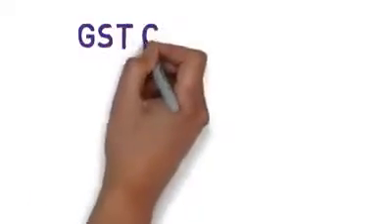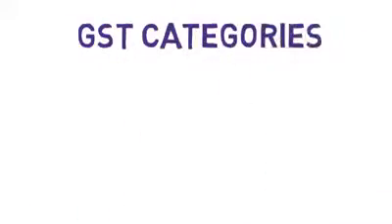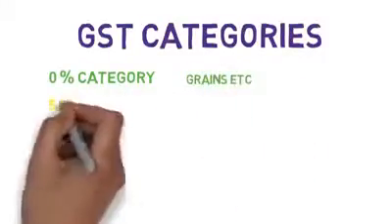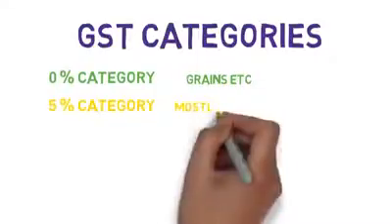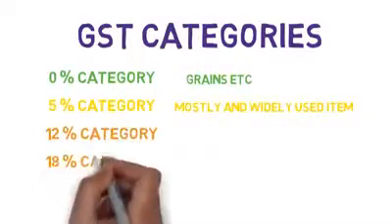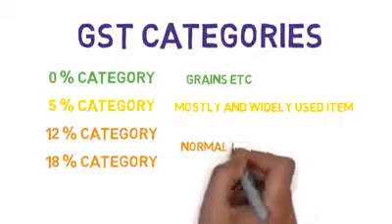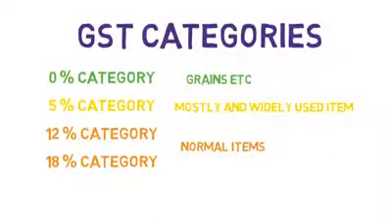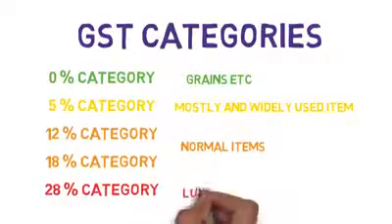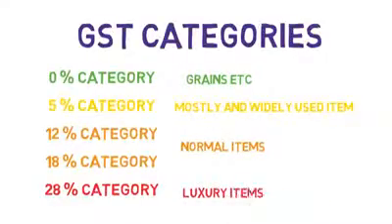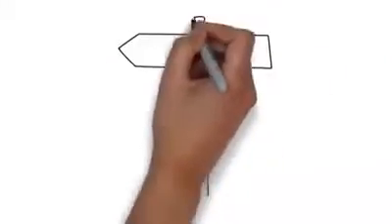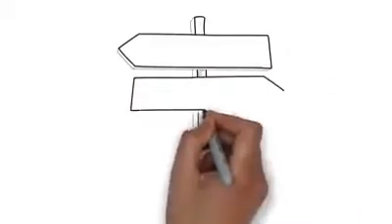We will also have 5 categories in GST in India. A 0% category, which will apply on food grains and so on. A 5% category, which will apply mostly to widely used items. 12 and 18% categories, which will apply to items which are normally used. A 28% category, which will apply on luxurious items. After applying GST, the cost of items will increase or decrease.